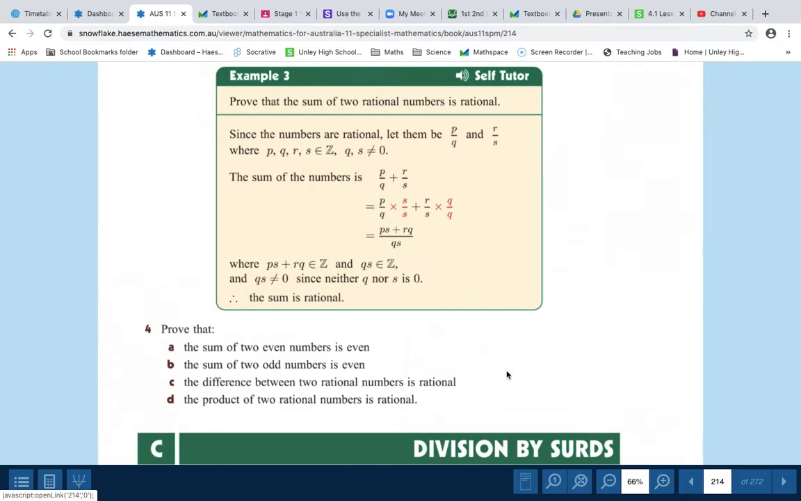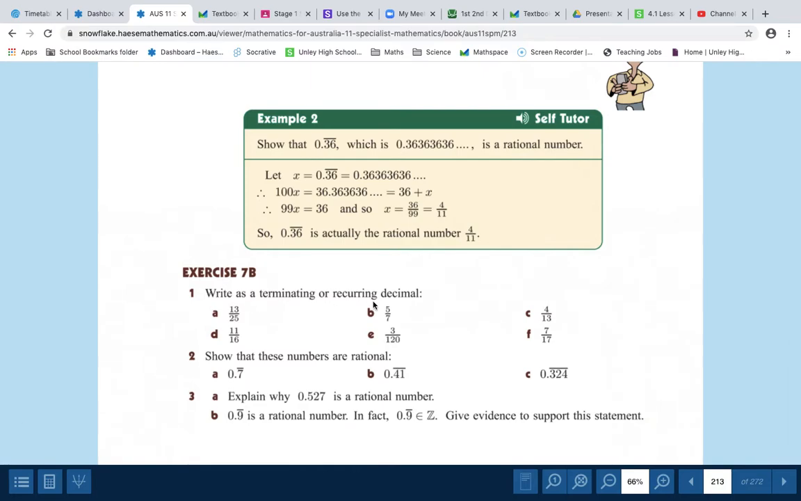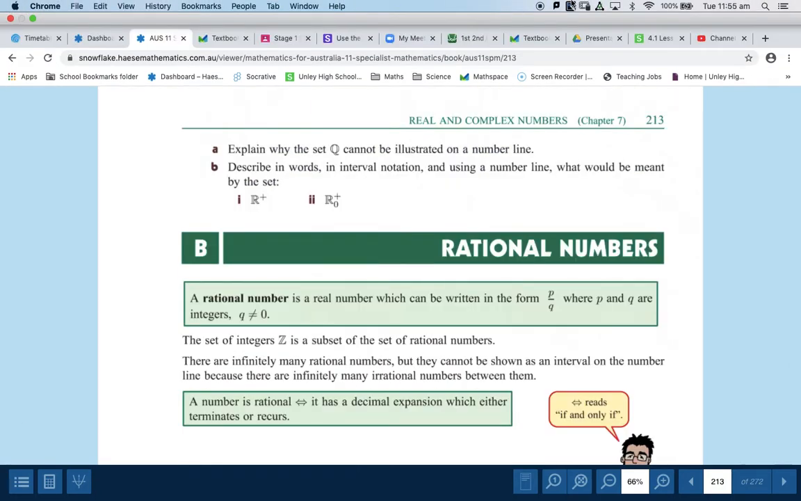We're looking at question 3, 7b, it's down here. Why is 0.527 a rational number?